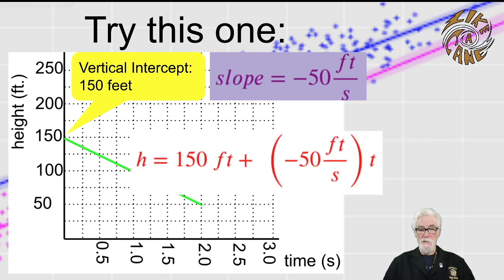We'll use h for height instead of y because that's a meaningful variable. 150 feet is the vertical intercept. Don't forget the feet part. Plus negative 50 feet for every second. Again, don't forget the unit. Times the horizontal axis variable, which is not x, but it's t for time.